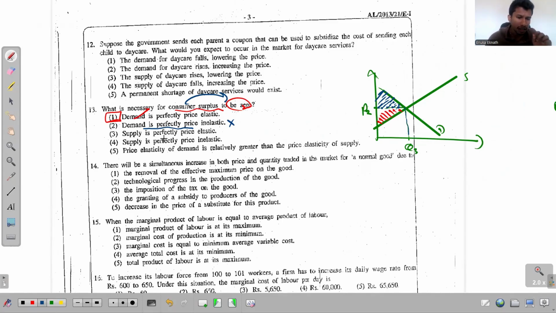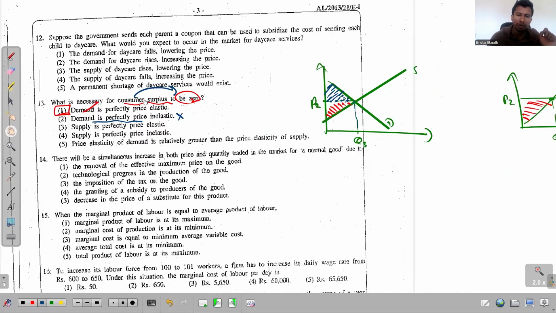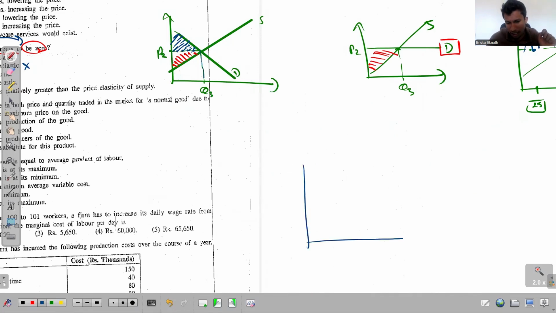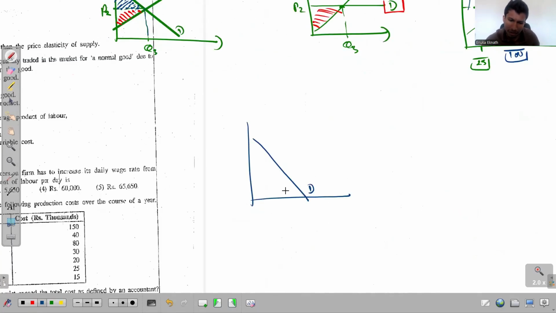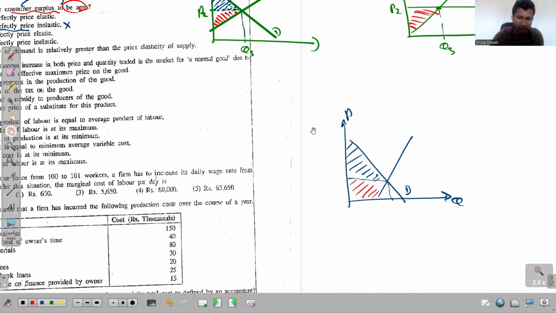Right, the third one, supply is perfectly price elastic. All right, we will do this and say supply is perfectly price elastic. Then we have a typical demand curve. And let's say the supply, if it is elastic, the supply curve should start from the price axis, sorry, it should start from the quantity axis. If so, then this region is the consumer surplus, and this region we recognize as a producer surplus. So consumer surplus is not zero. Hope you can understand that.